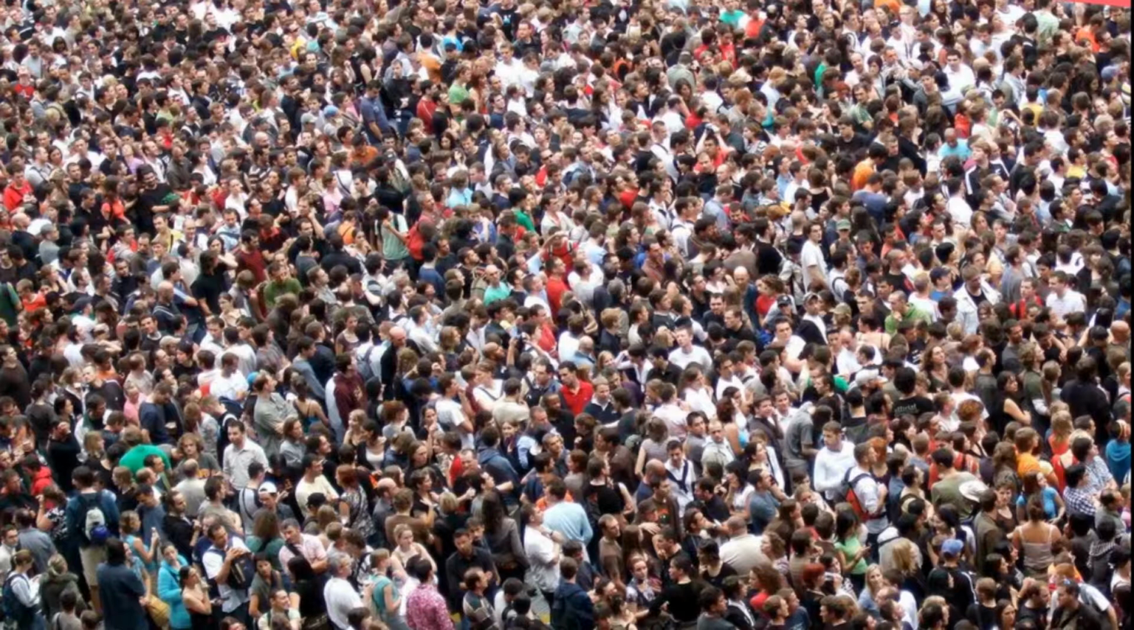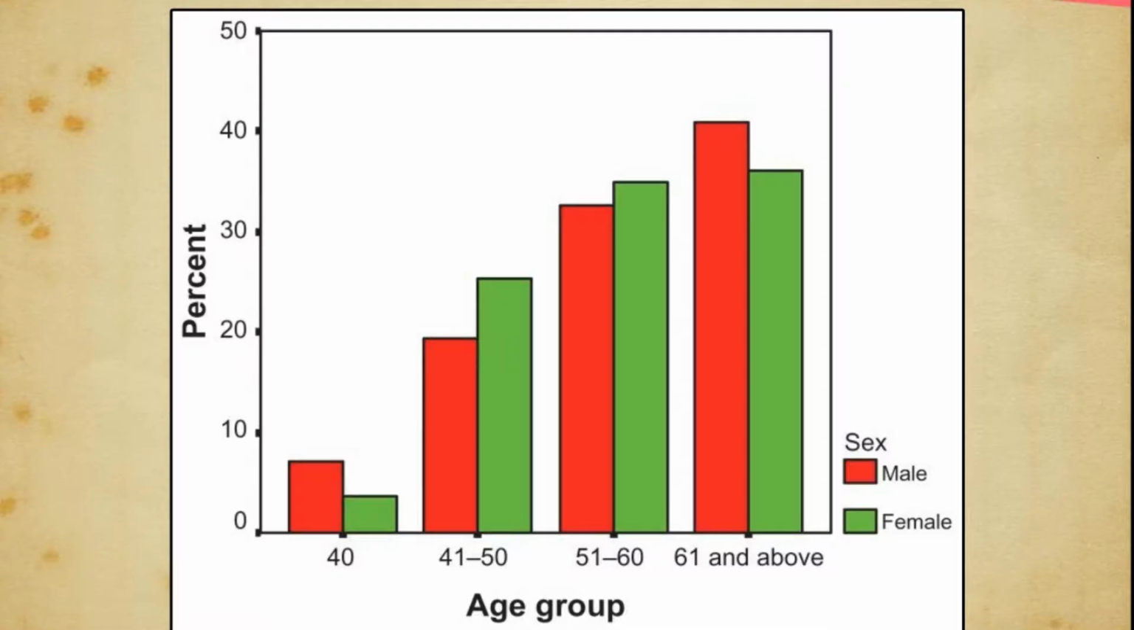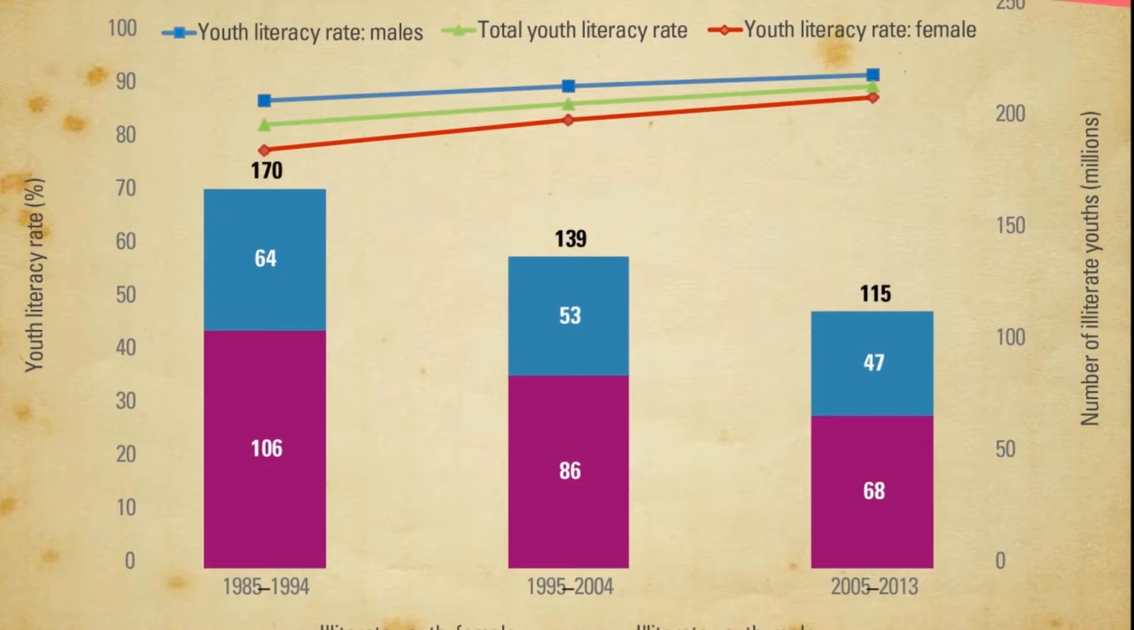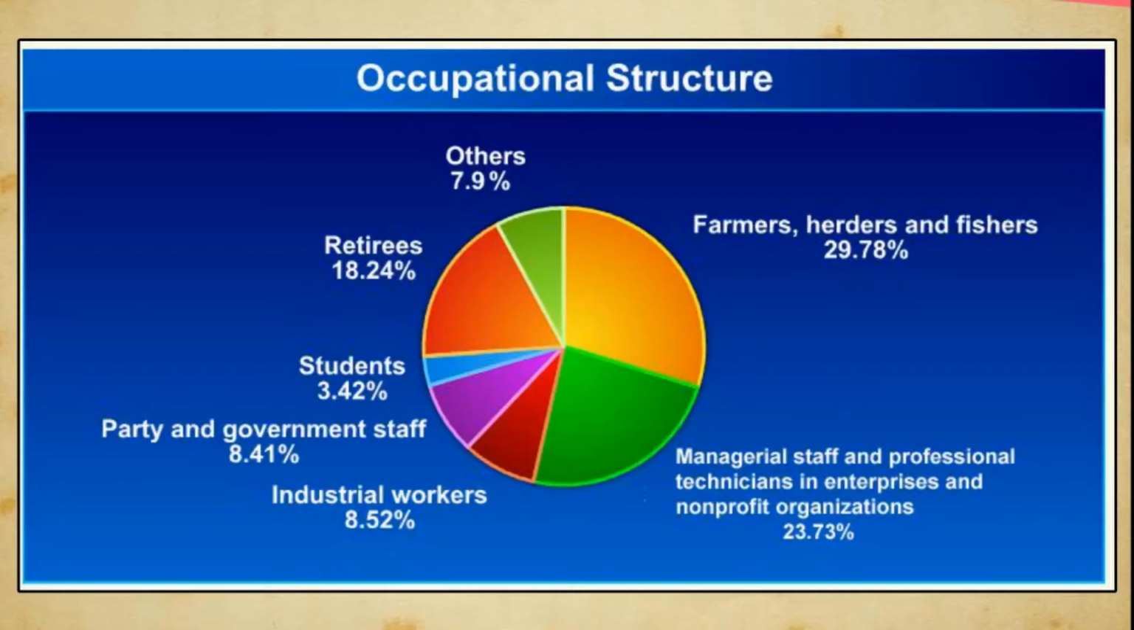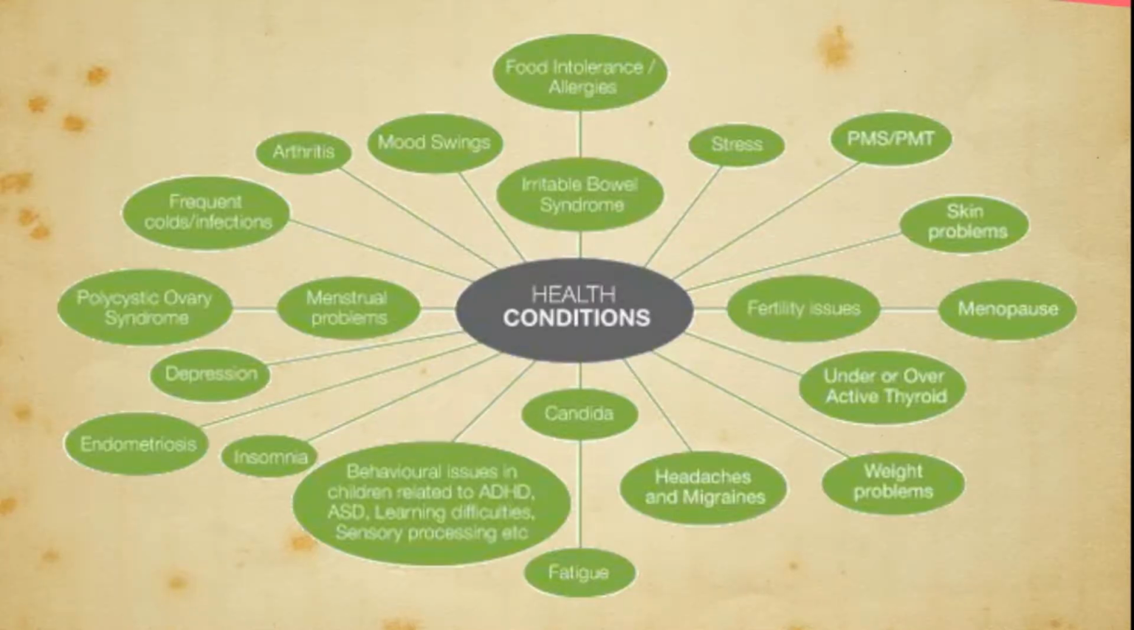Population composition refers to the structure of the population. The composition of population helps us to know how many males or females, the sex ratio, which age group, the age composition, they belong to, how educated they are, the literacy rate and level, what type of occupations, the occupational structure, they are employed in, and what are their income levels and health conditions.